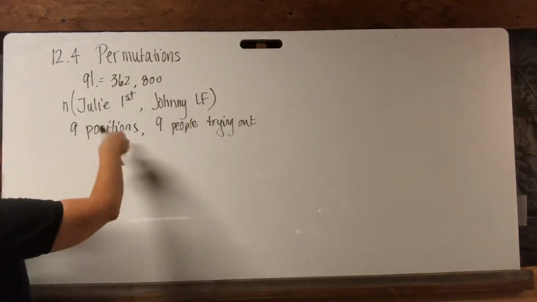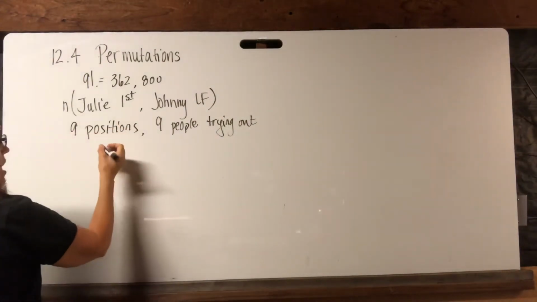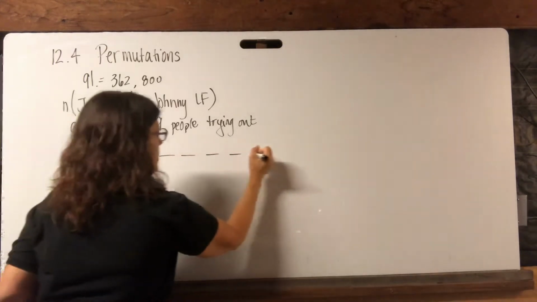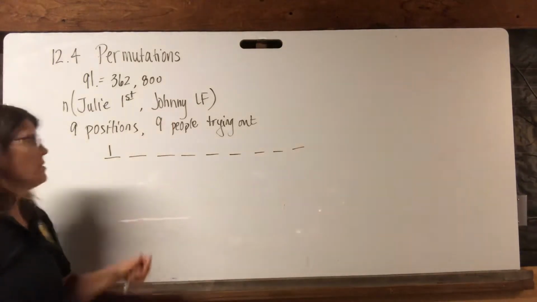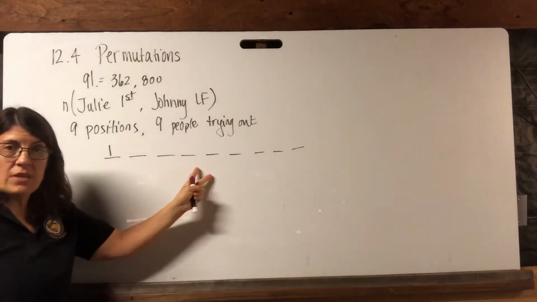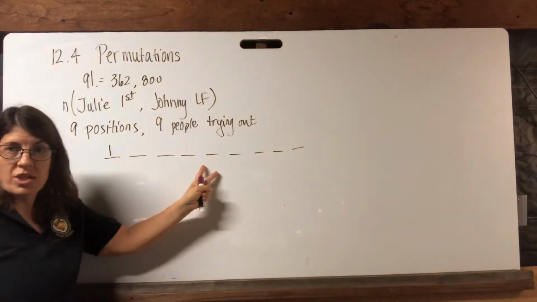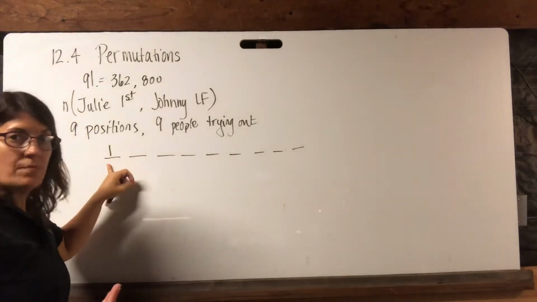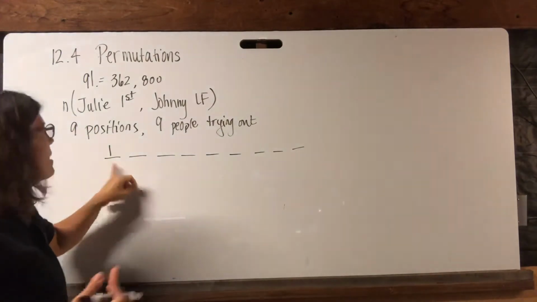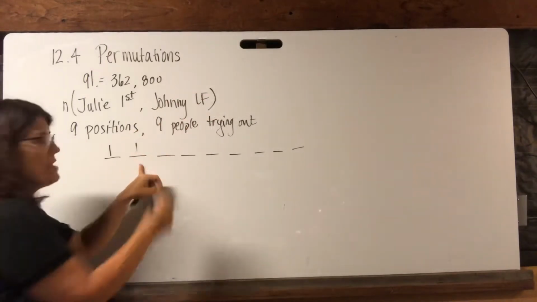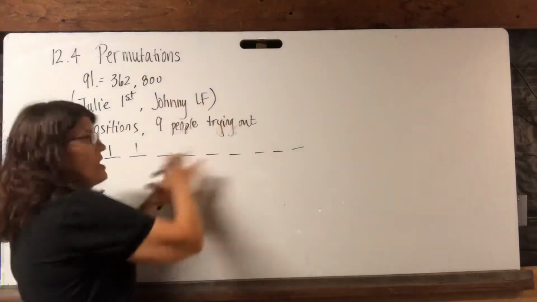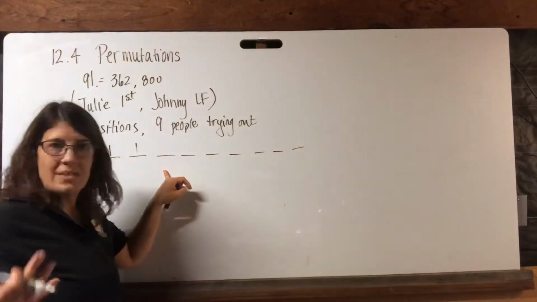Here we go. How many ways can Julie play first base? 1 way. I did this for the words in the last video with Arkansas and Portia and Titus. There's 1 way that Julie can play first base. She plays first base. There is 1 way that Johnny can play left field. He plays left field. The rest of the people, there are 7 people left, 7 positions.